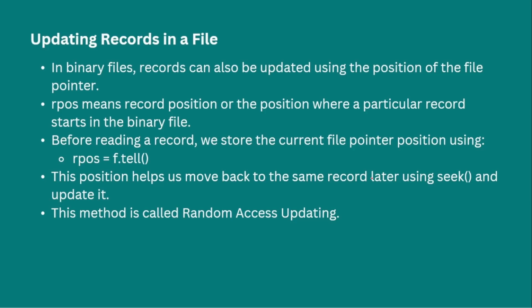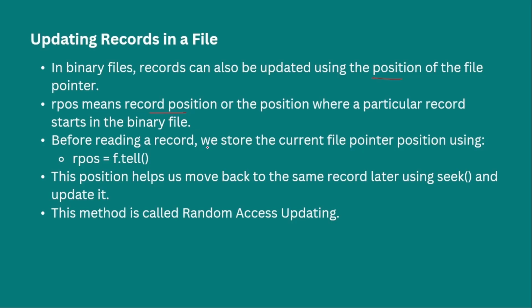Now next is updating records in a file. In a binary file, records can be updated using the position of the file pointer. If we know the position of the file pointer, we can directly move to that position and update the record. So rpos is the record position, the position where a particular record starts in the binary file. If we want to store that desired location, we can store it as rpos.